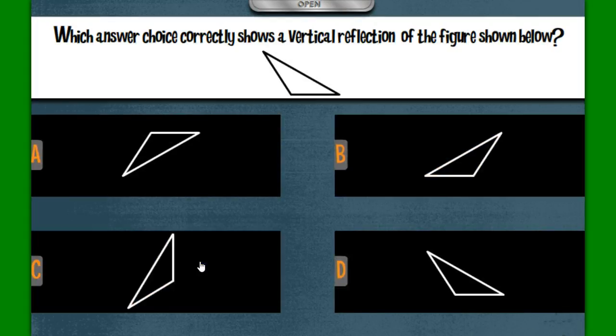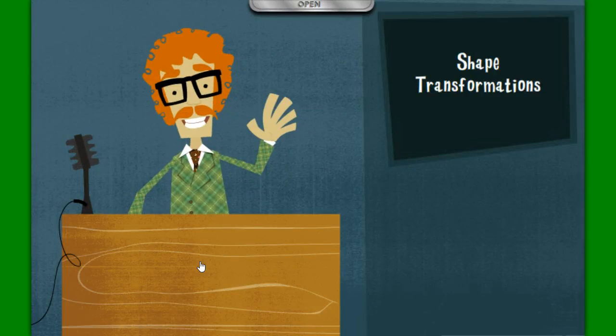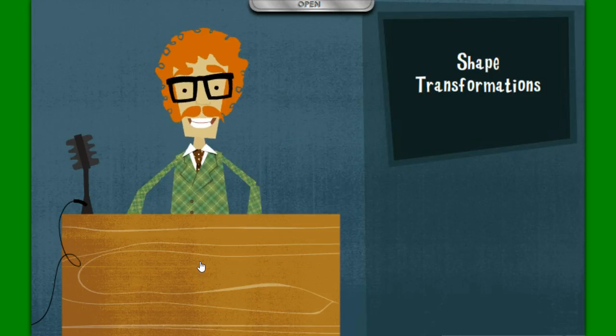Not quite. Answer choice C is not the correct answer because it shows a horizontal reflection. A vertical reflection is reflected over the x-axis, or flipped up or down. Answer choice A is the correct answer because a vertical reflection is reflected over the x-axis, or flipped up or down. Let's go back to R80 to learn about translations on a coordinate grid.